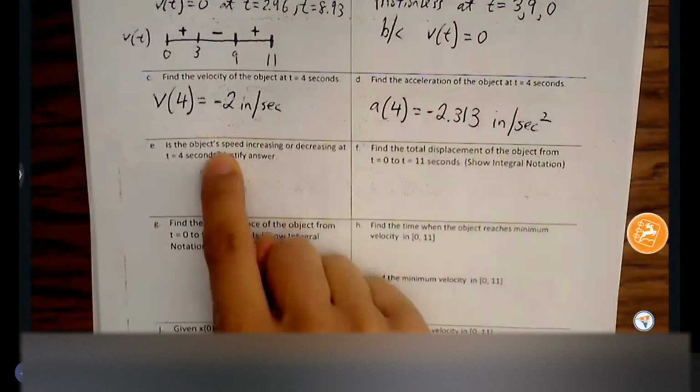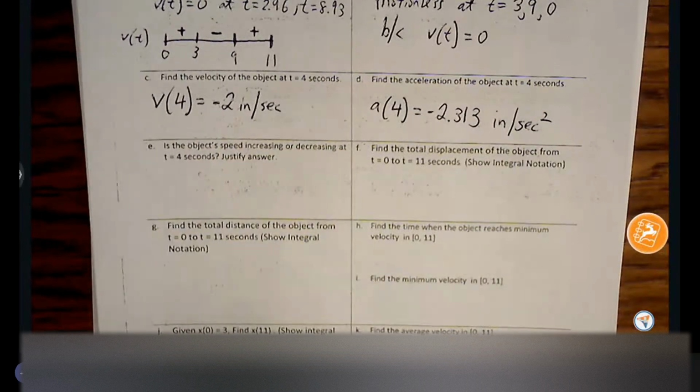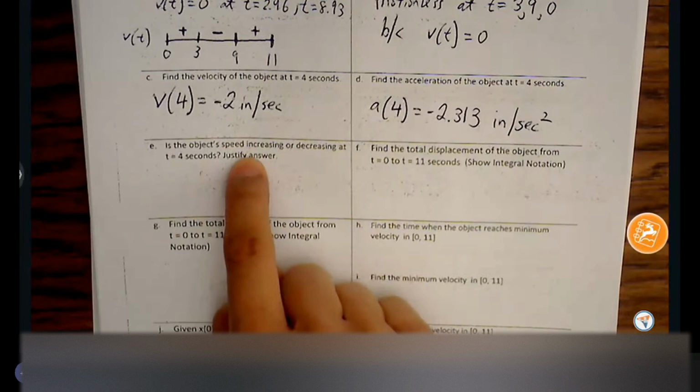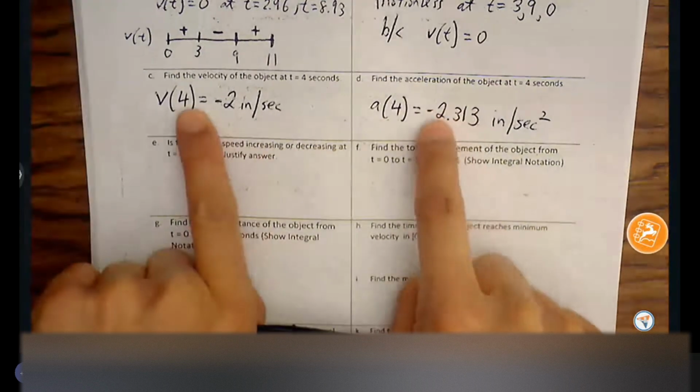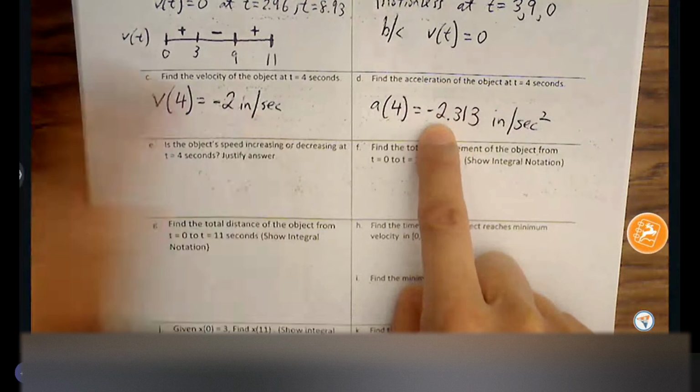All right, part E, is this object's speed increasing or decreasing? So for increasing or decreasing speed, we look at the signs of velocity and acceleration, right? Same signs, so speed is increasing.